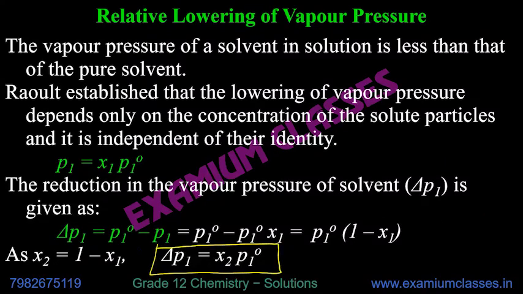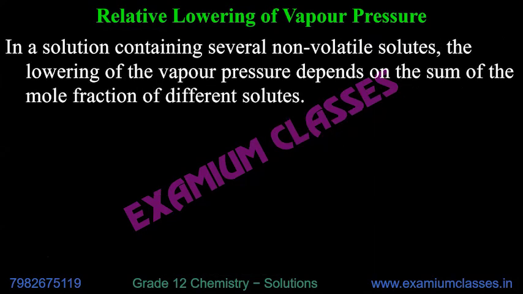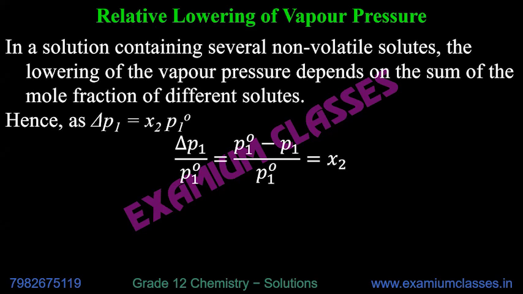Remember, we have still not calculated the relative lowering. If we say relative lowering, it means with respect to the initial value. So relative lowering will be delta P1 divided by P1 naught. This is the relative lowering.